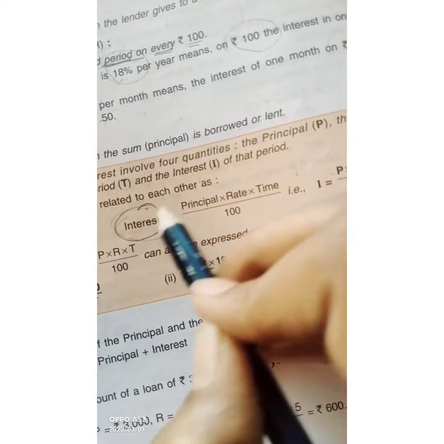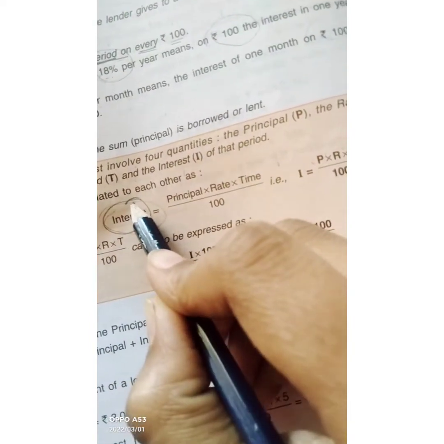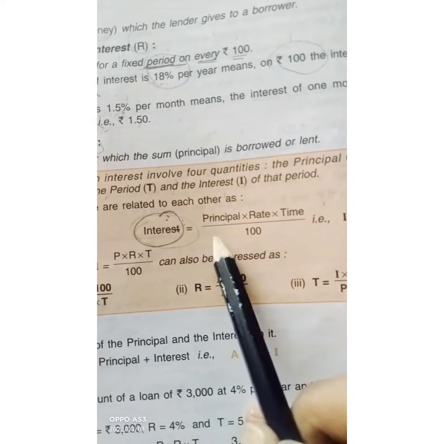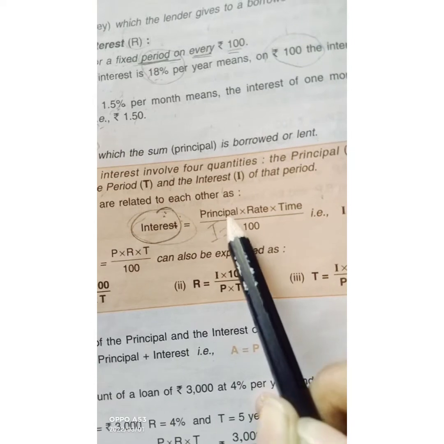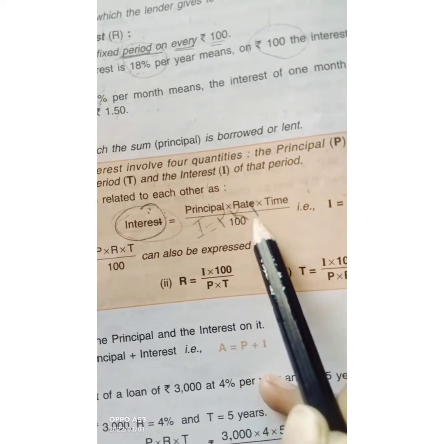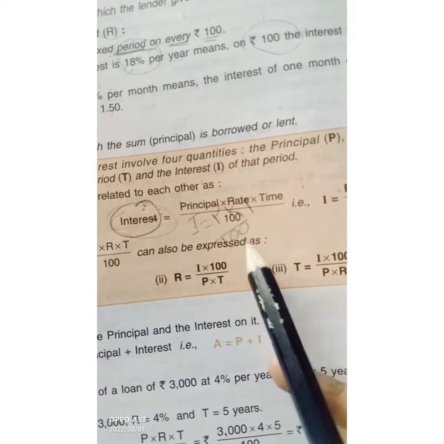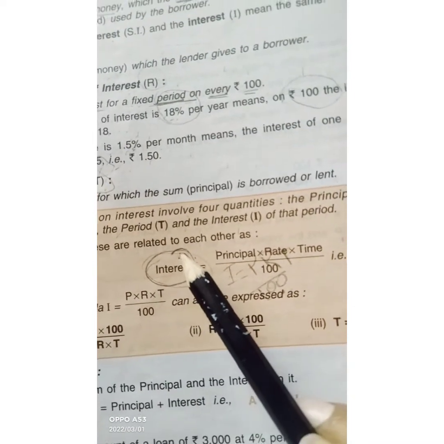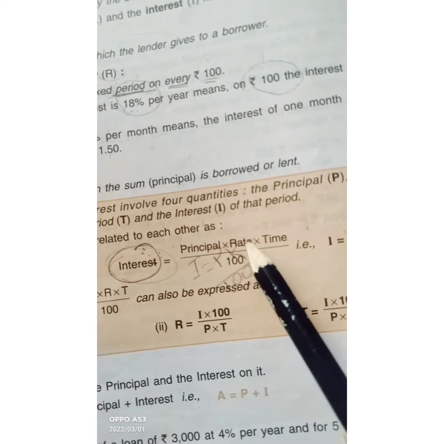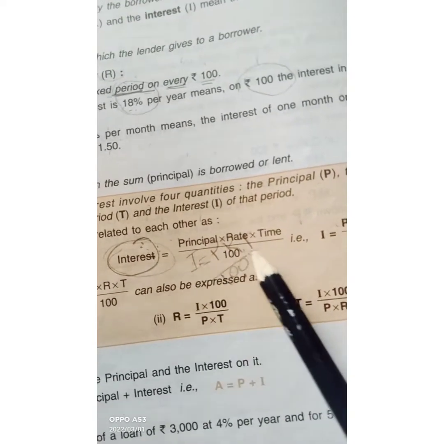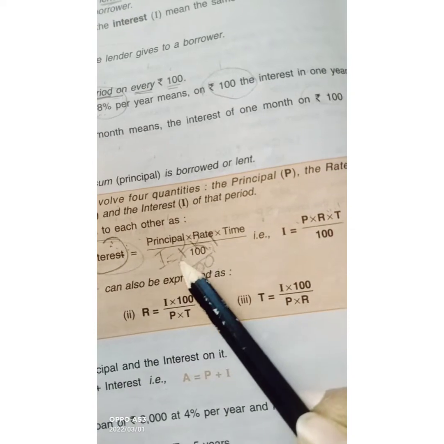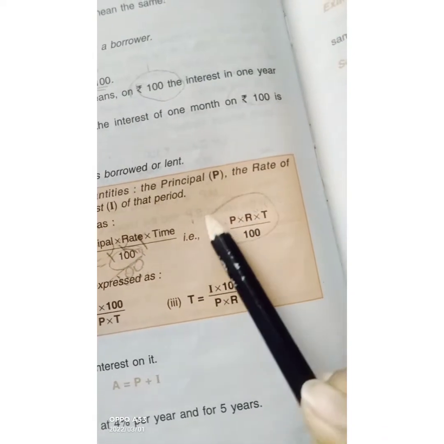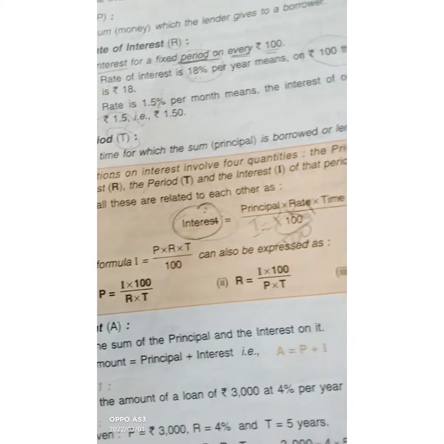If they ask us to find the interest, we have to write the formula I is equal to P into R into T by 100, like that we have to find out. That is, interest is equal to principal into rate into time by 100. This 100 is compulsory to put there. See, I told in short form, I is equal to P into T into R by 100.